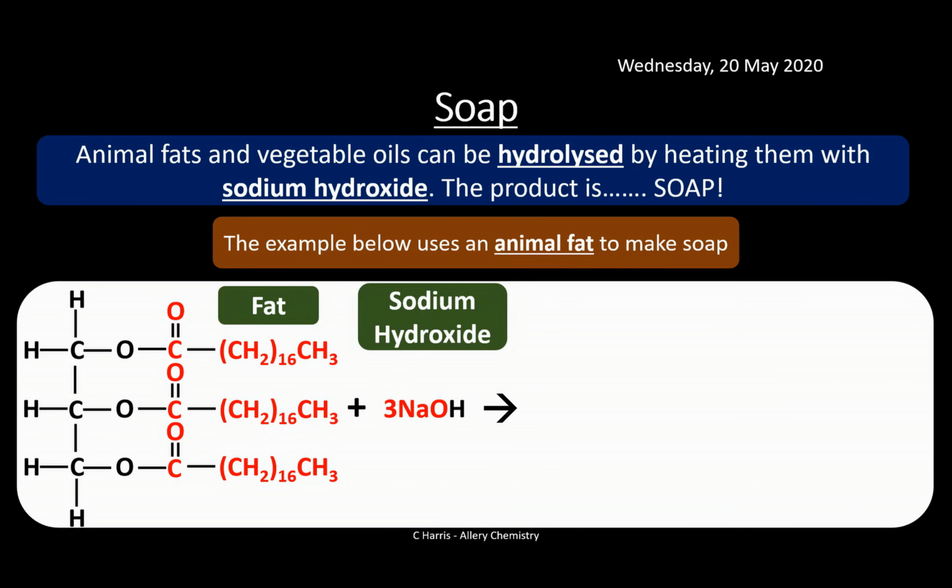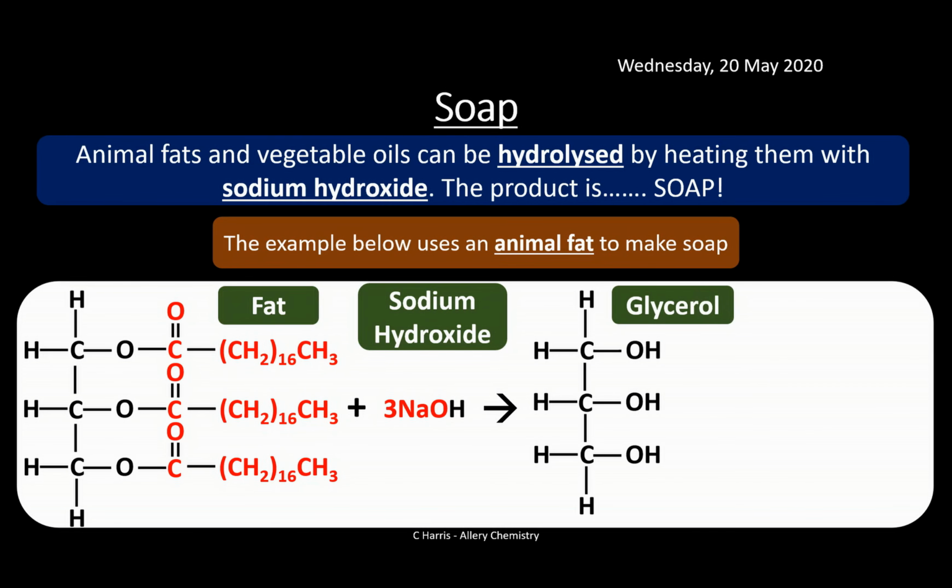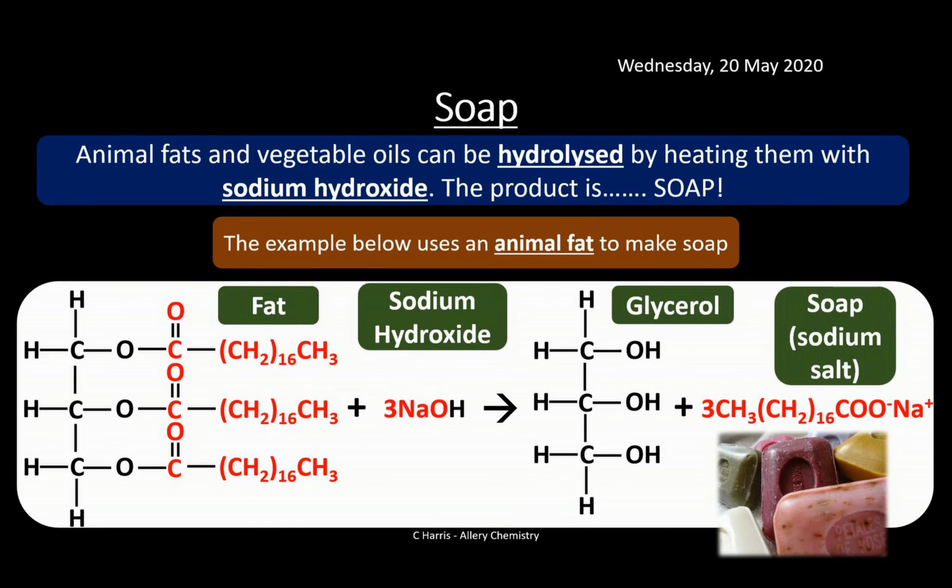And what I've done is I've color coded these so you can see where the atoms are going, because I think it's a bit complicated when you've got a lot of carbons here. So we're going to form glycerol. So there's our alcohol that's back. Okay, that's fine because it's hydrolysis. But the key thing is we actually form a salt of the carboxylic acid. So we form effectively a sodium salt. And that sodium salt is soap.